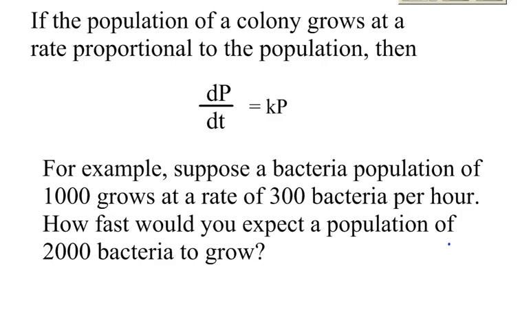We've got the same thing here in bacteria. So I'm told that if a population of a colony grows at a rate proportional to the population, then dP/dt equals kP. That's what we just had. For example, suppose a bacteria population of 1,000 grows at a rate of 300 bacteria per hour. How fast would you expect a population of 2,000 to grow? And we quickly see that we're just going to double, and this is going to be 600 bacteria per hour.